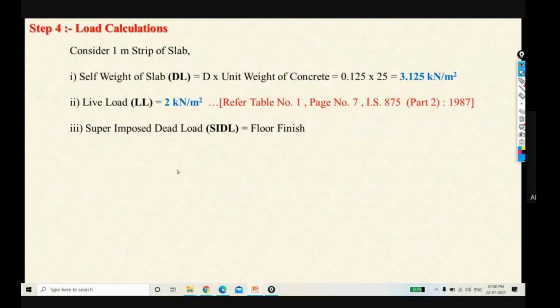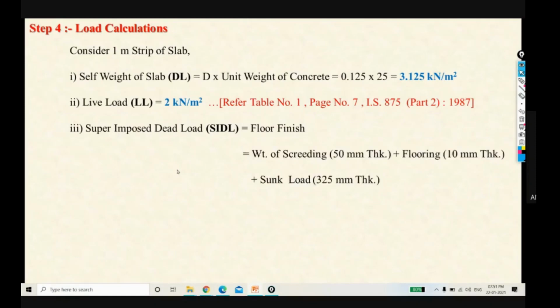Now next one is the superimposed dead load, or the super dead load. Generally super dead load is what? It is the floor finish, meaning the additional material that we are using on a particular slab. Whatever slab we have considered here, the one way slab, is for the toilet. Generally for toilet we are providing the sunk. That's why we have considered the sunk load over here.